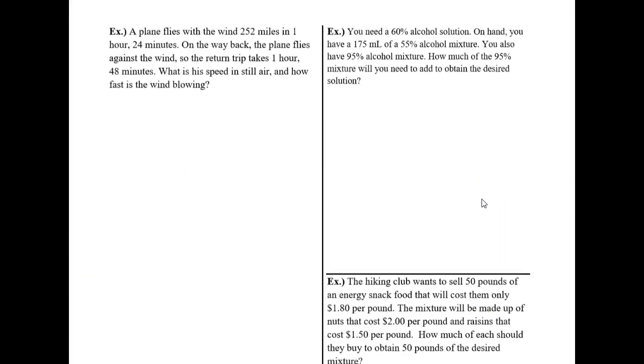All right, let's look at the other two examples here on the right-hand side that you're supposed to do. So this first one up top, or I guess I should say second, is a mixture problem. We are mixing alcohol solutions to get the desired amount. So first we're going to define our variables. Let's see what's going on. You need a 60% alcohol solution on hand. You have 175 milliliters of a 55% alcohol mixture. You also have a 95% alcohol mixture. How much of the 95% mixture will you need to add to obtain the desired solution?